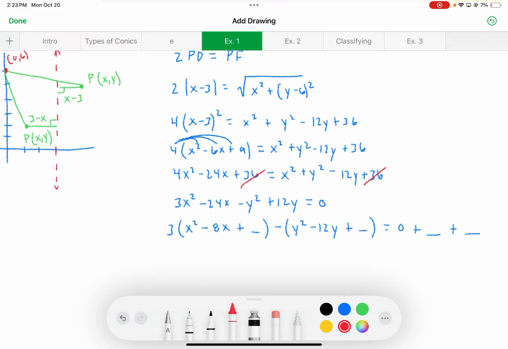Complete the square on x. This should be a 16. Half of negative 8 is negative 4. Square it, 16. On the other side of the equation, I should put in a 48, right? 3 times 16. Complete the square on y. I think I need a 36 there. On the other side, what do I need? Negative 36. Good.